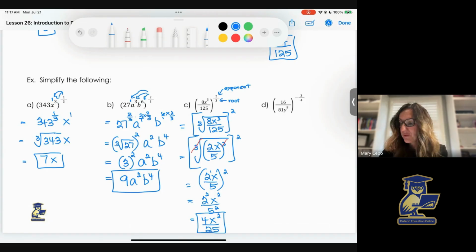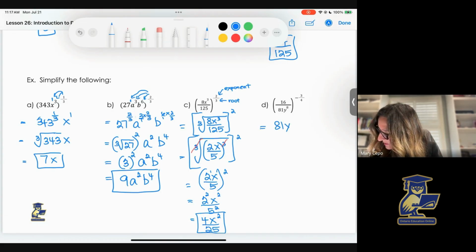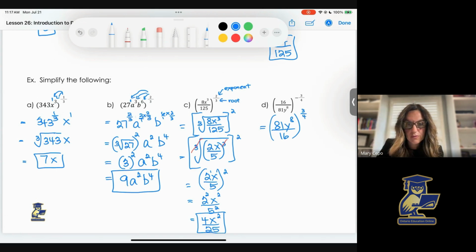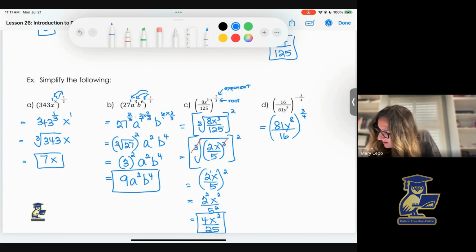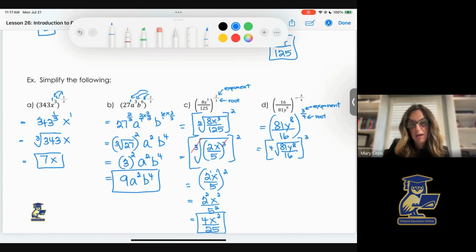Okay, last but not least, again, we have a negative exponent. So to make that negative exponent positive, we take its reciprocal. So I would do that first. So this would become 81y to the power of 8 all over 16, all to the power of 3 over 4. Okay, so then in this case, we would be taking the fourth root of 81y^8 all over 16, and then we're going to take it to the power of 3. So don't forget that. This is always my root. This is my exponent. Notice nothing happened to the rational exponent other than it went from negative to positive when we took the reciprocal.